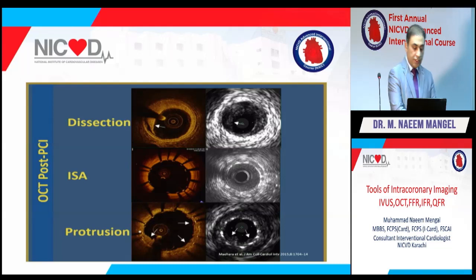So how can you see different complications when you use the OCT? You can see dissection better if you compare it with the IVUS. IVUS will show you dissection, but it's very much clearer with the OCT, the dissecting flap. In the same way, you can see malposition very well here, the struts which are away from the vessel wall. And also the tissue protrusion, you can see very beautifully over here.